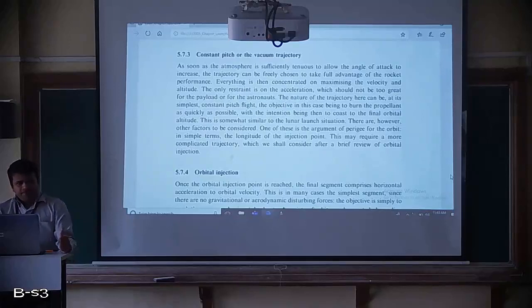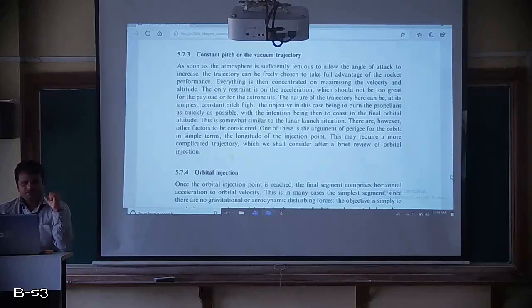But at this time, after choosing the trajectory, what is our aim? Our aim is to maximize the velocity and reach a higher altitude. So after the transition region or transition trajectory, our aim is to choose the trajectory path freely and accelerate the rocket to the highest value and reach the higher altitude.